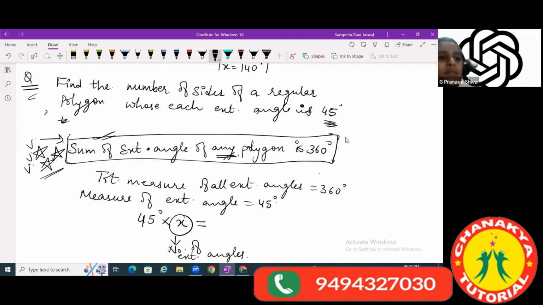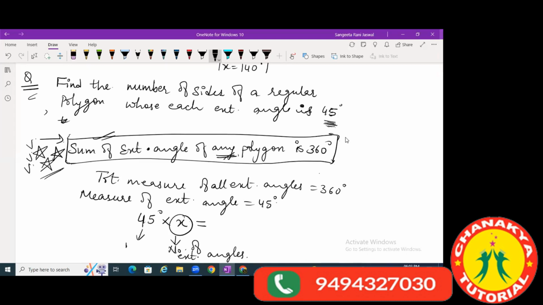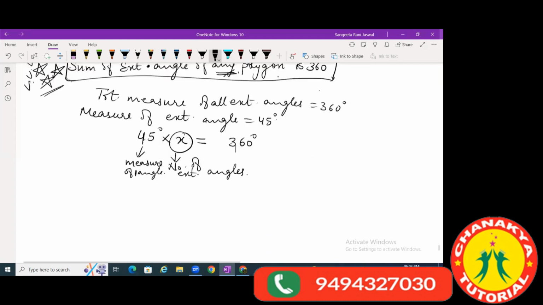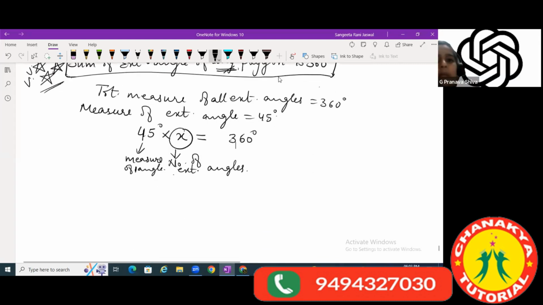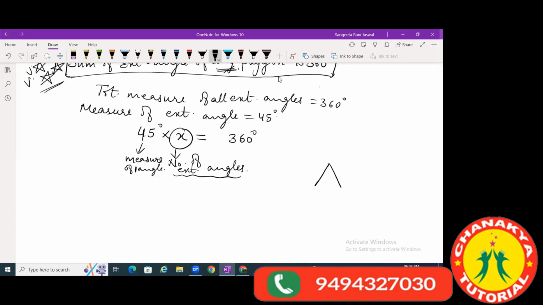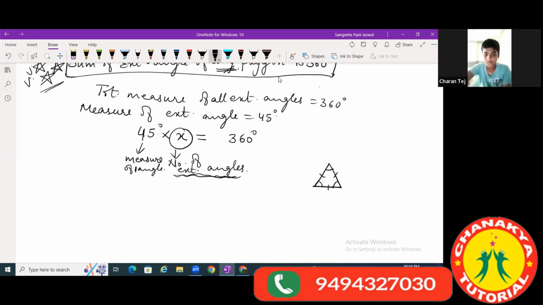Are you getting it? Yes, ma'am. And this is the measure of one angle, which is 360 degrees divided by the number of angles. There will be that many exterior angles, and that many sides too. If it is a triangle, you have three angles in this, so you have three sides also, no? So if you are asked to find the sides of a triangle, you apply the same concept. Are you understanding? Yes, ma'am.